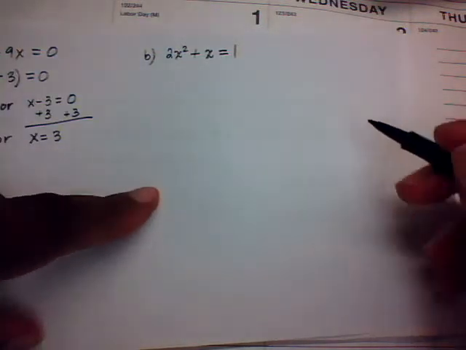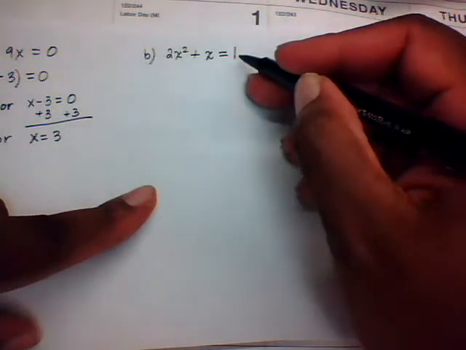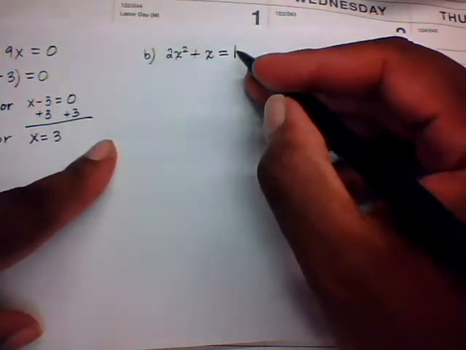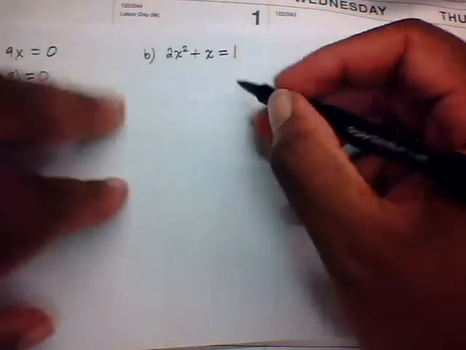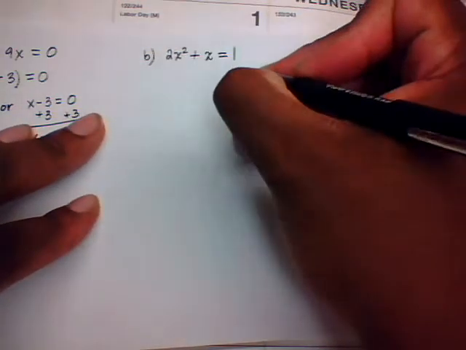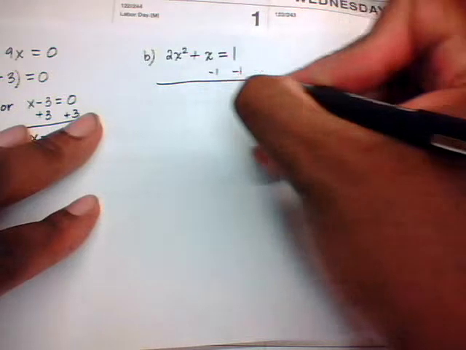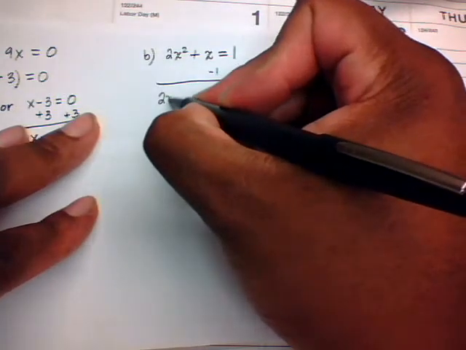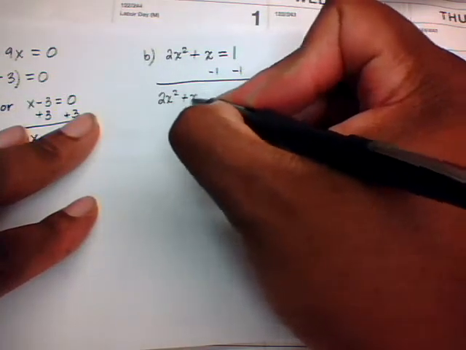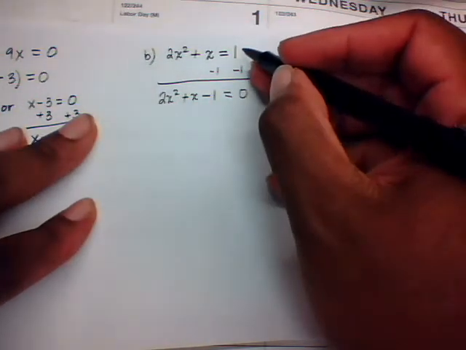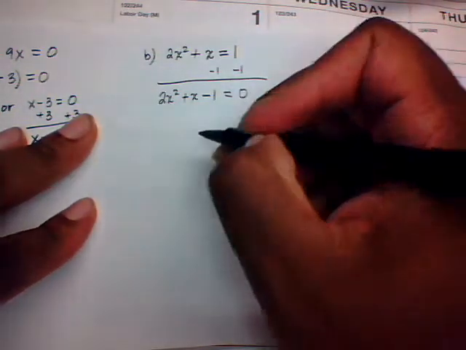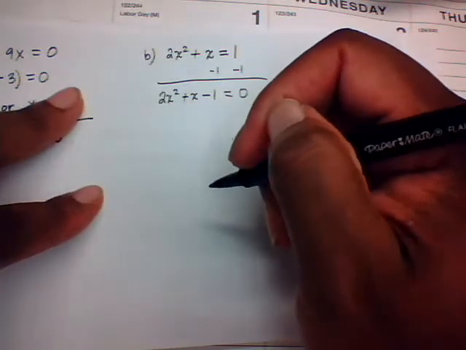Now notice that there is not a 0 on this side of the equation, so what we're going to have to do here is move the 1 over to where the 2x squared plus x is by subtracting 1. And when we do that, you're going to have 2x squared plus x minus 1 equal to 0. If I move the 1 over to the left side, it's going to change to minus 1.